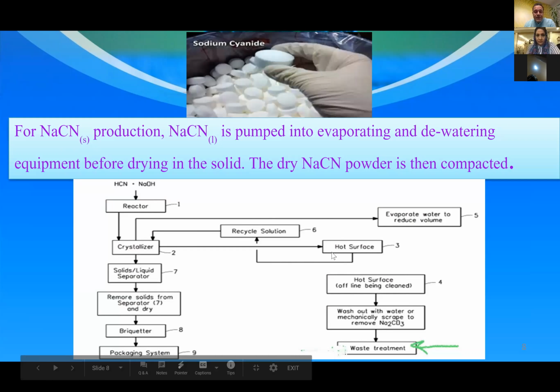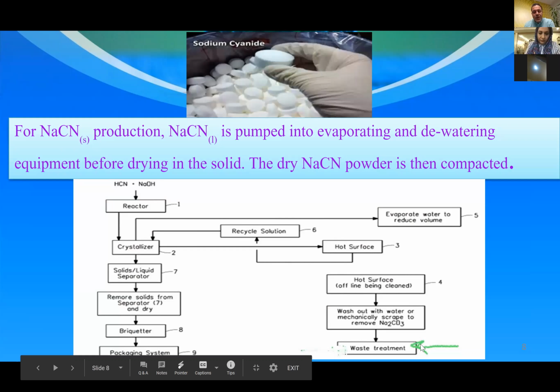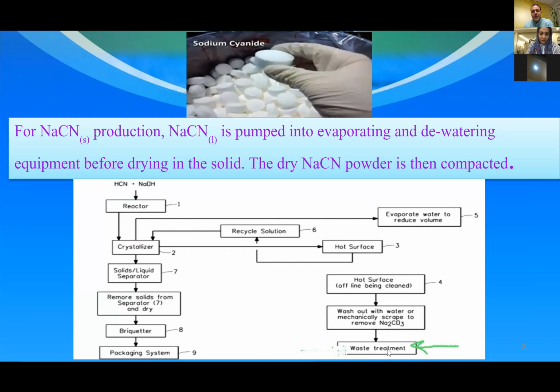As you see in the flow sheet here, at the end of the process, which I mentioned here by a green line, the wastewater treatment process will begin, which we will explain in the further slides.